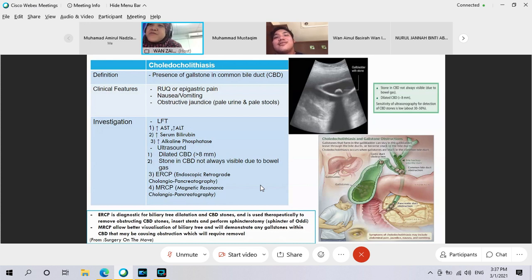Tengok kat atas tu ada turun wahyu. We see indirect bilirubin, right? Direct and indirect. So which one will be high? Direct ke indirect? Indirect. Kenapa? Betul ke?